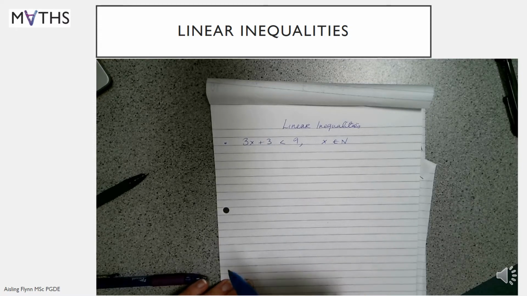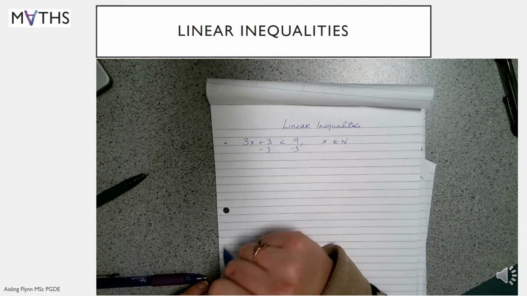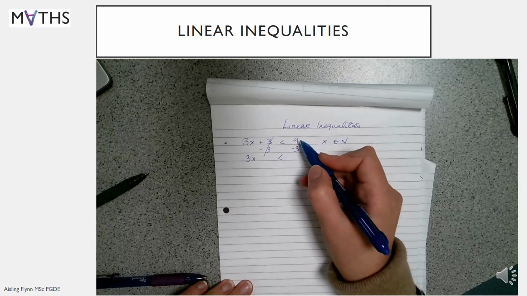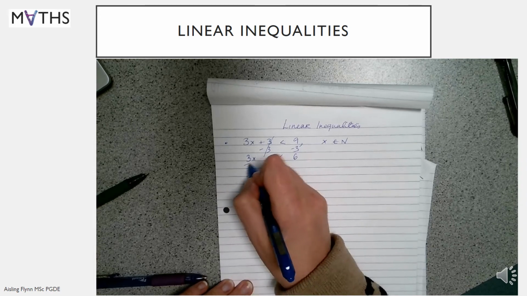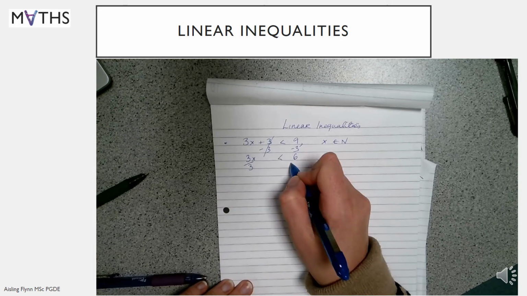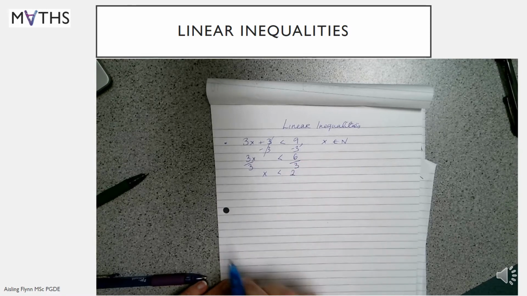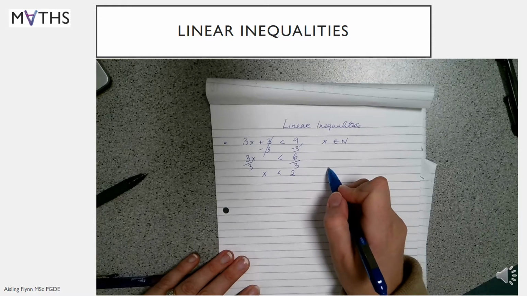So solving for x, I'm going to take 3 from both sides. And what remains is 3x less than 9 minus 3, which is 6. We divide both sides by 3. And I get x is less than 2. Okay, now I'm going to represent my answer on a number line.